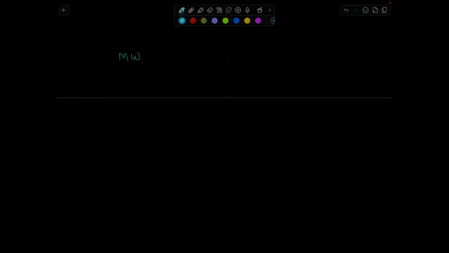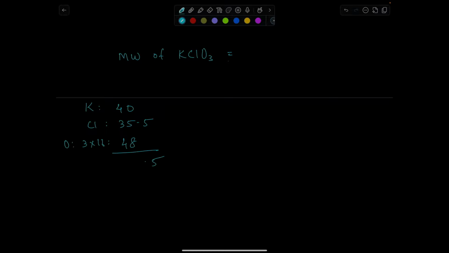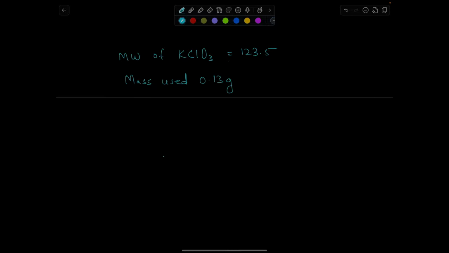Now coming to potassium chlorate, molecular weight of potassium chlorate, KClO3, would be, potassium is 40, chlorine is 35.5, three oxygens with 16 grams per mole each, so 3 times 16 is 48, and you can add them up to get the molecular weight of potassium chlorate. Now mass of potassium chlorate that you used is 0.13 grams.